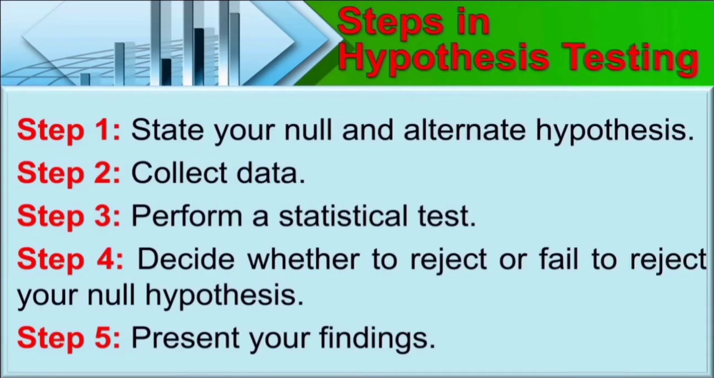Steps in hypothesis testing. Step number 1. State your null and alternate hypothesis. Step number 2. Collect data. Step number 3. Perform a statistical test. Step number 4. Decide whether to reject or fail to reject your null hypothesis. And step number 5. Present your findings.